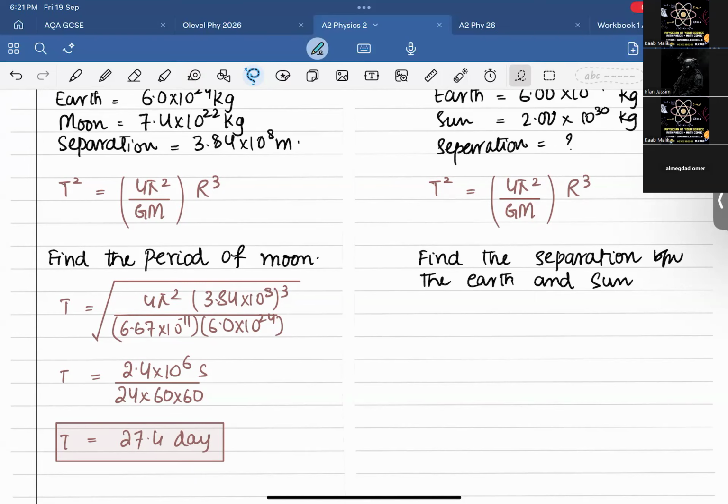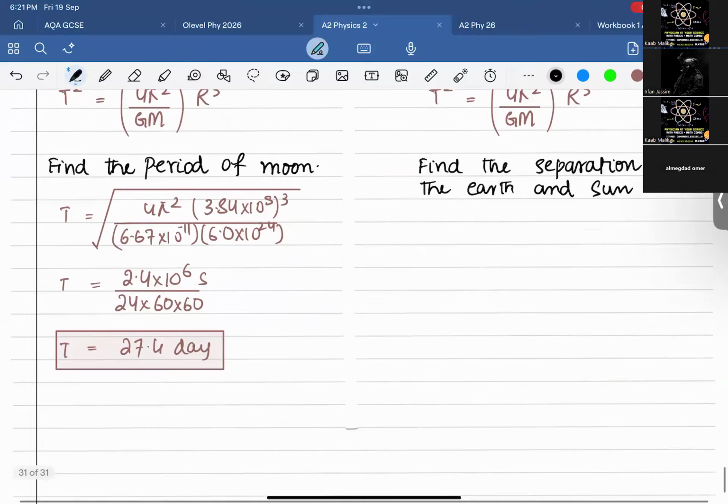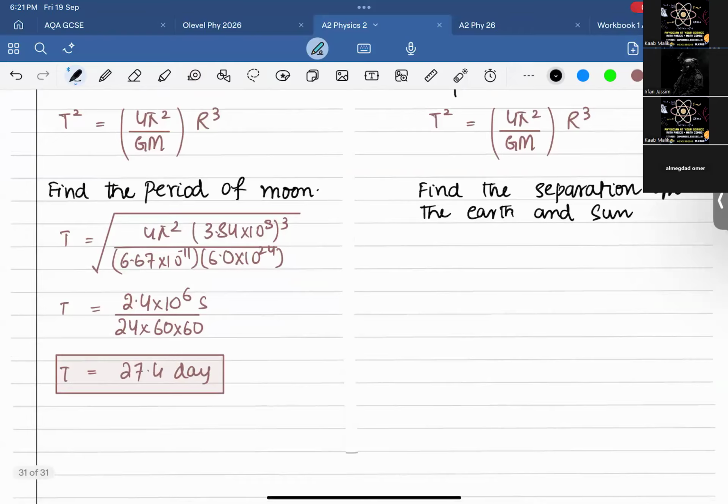1.6 times 10 to the power 14, or it should be 15, not 14. Irfan, what about you? Let's try together. You first have to make r the subject, right? So r cubed is equal to T squared GM over 4 pi squared. Which mass did you use? The Sun's mass.